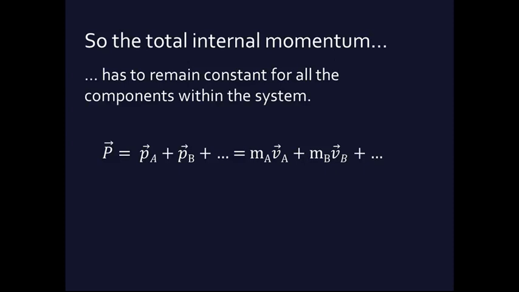And so another way of putting this is that the sum of the mass of element A times its velocity plus the mass of element B times its velocity and so forth will always remain the same in its total, no matter what changes in individual momentum take place within.